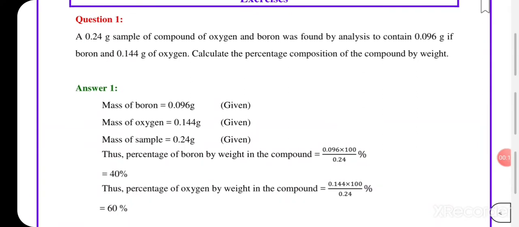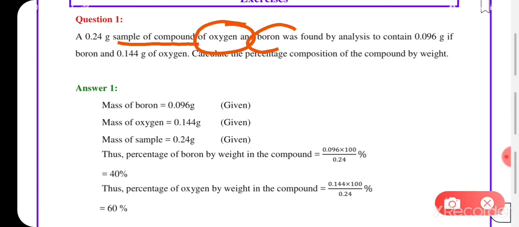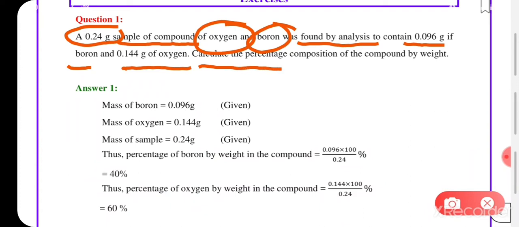Your question number one tells that there is a sample of a compound, and it contains oxygen and boron. What is the weight of this sample? It is 0.24 grams. Analysis found that it contains 0.096 grams of boron and 0.144 grams of oxygen. You have to calculate the percentage composition of the compound by weight.